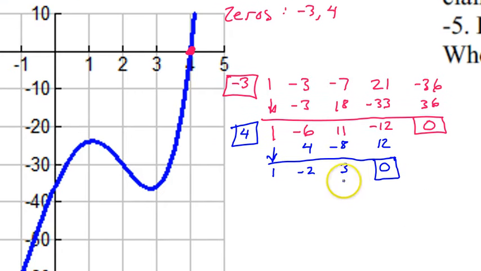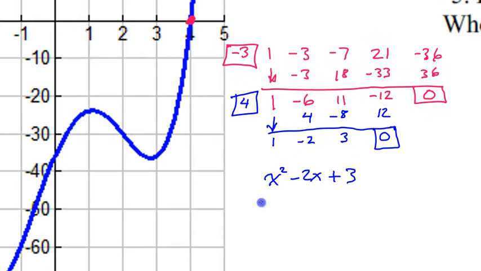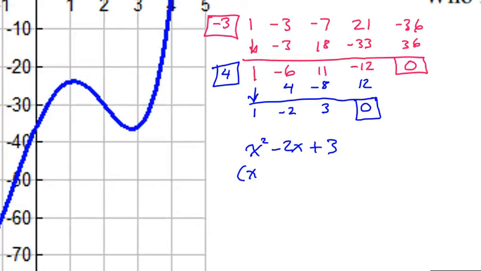Now I can take these coefficients and turn this back into a trinomial, x squared minus 2x plus 3. As we try to factor this, x squared would be x times x. 3 could only be 3 times 1. Inner we have 3x, outer we have 1x. We're trying to get -2, so we'd need a -3 and a positive 1. This is looking good.